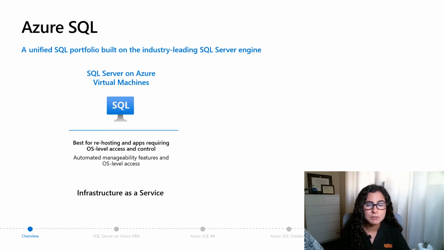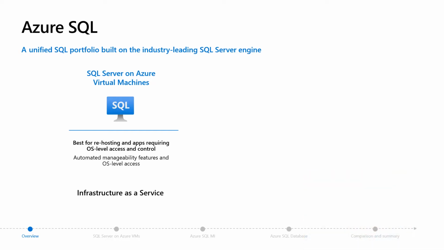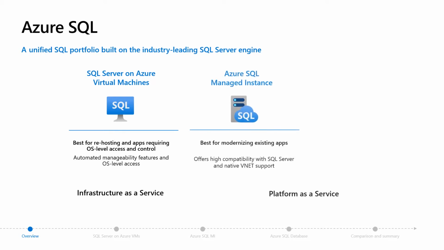So the first is SQL Server on Azure Virtual Machine. This is just SQL Server on a virtual machine, so you manage the exact version of SQL Server and Windows or Linux that you have, and we provide that infrastructure, so you still are responsible and have control over the OS and the SQL Server, and we call this infrastructure as a service.